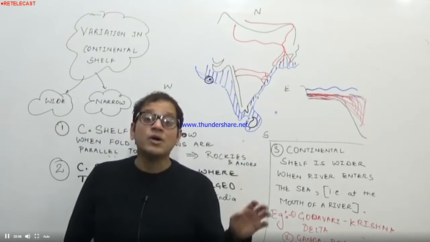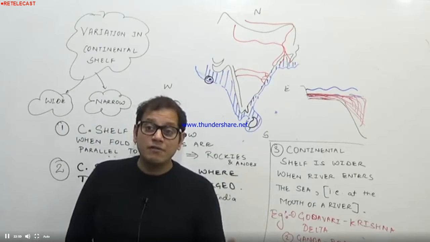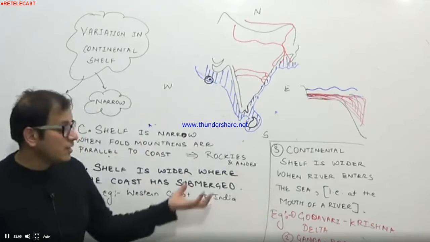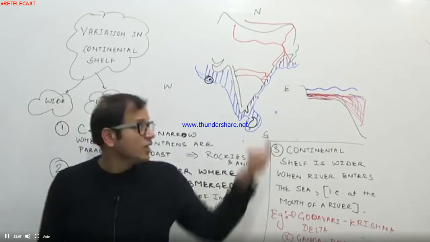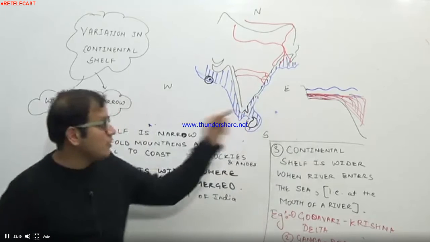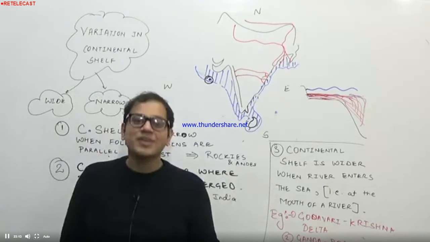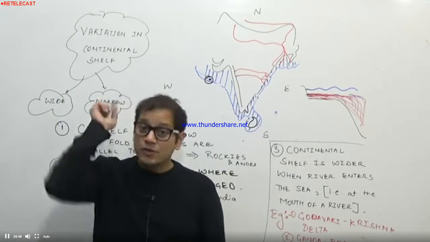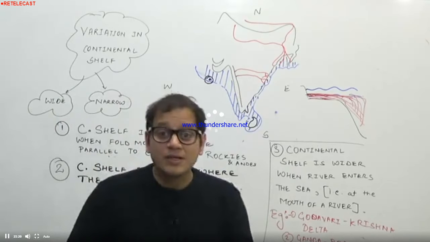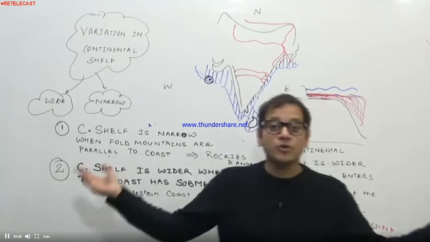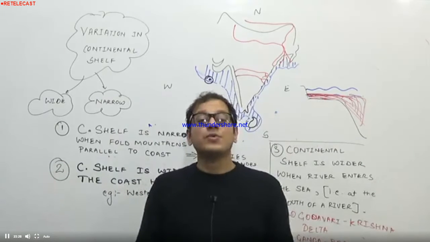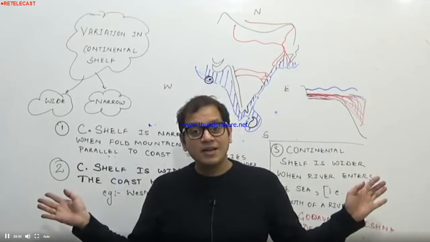That means even though the eastern coast of India is an example of an emerged coastline, still the continental shelf is wider because the Ganga and Brahmaputra rivers enter the sea, the Godavari and Krishna rivers enter the sea, and around Tamil Nadu the Kaveri river enters the sea. So these are examples of wider continental shelf on the eastern coast of India. So if the question comes, why is the continental shelf wider in West Bengal? Because of the Ganga and Brahmaputra delta. Why is it wider in Andhra Pradesh? Because of the Krishna and Godavari delta.